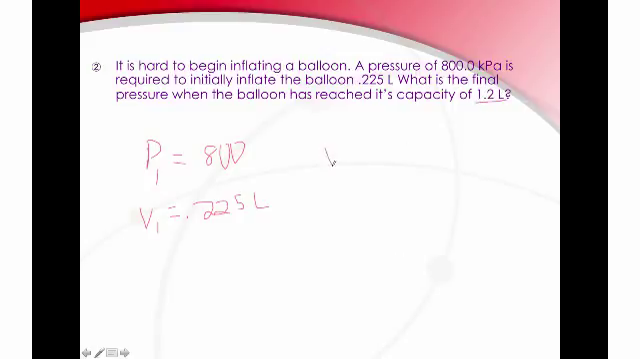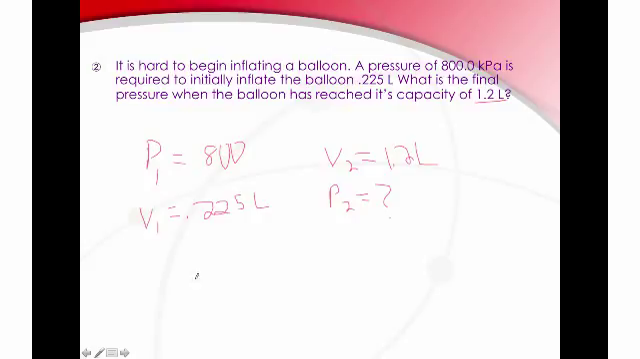1.2 liters would be our final volume, and we are looking for our final pressure. So we would just substitute this into Boyle's law, which is V1 times P1 equals V2 times P2.